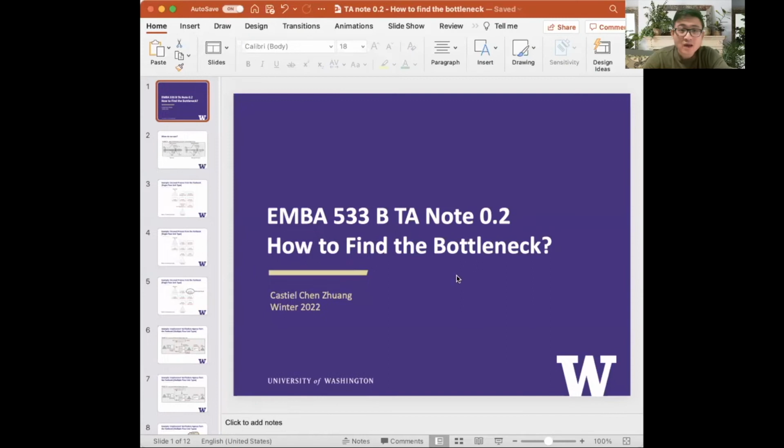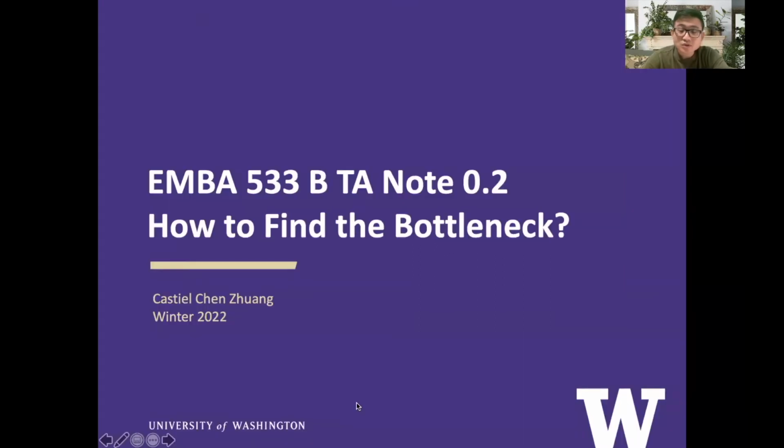And in this short video, I'm going to talk about how to identify the bottleneck. And I'm going to try to avoid introducing a lot of new terminologies or definitions. I will try to use the most intuitive way to find the bottleneck under two situations. The first situation is when we only have one type of flow unit, and the second situation is when we have multiple types of flow units.